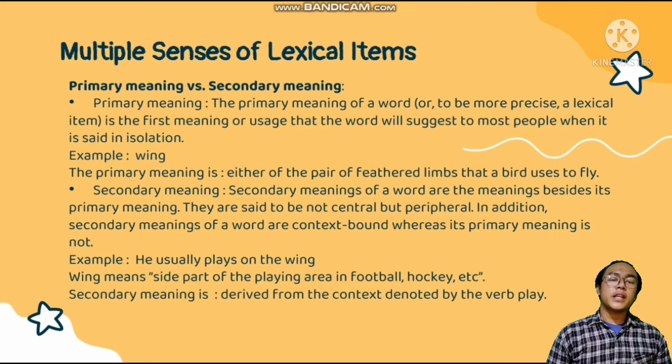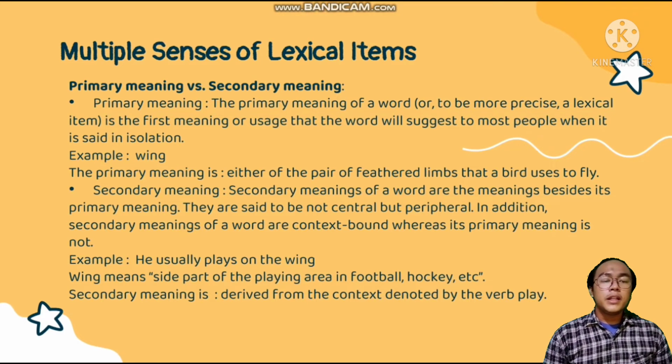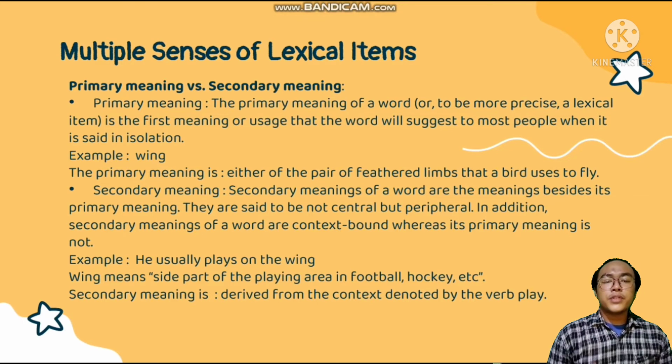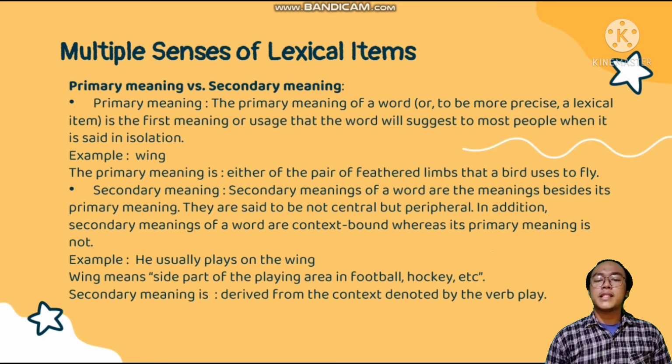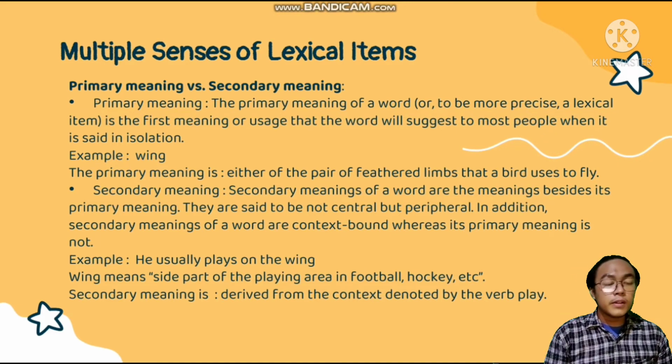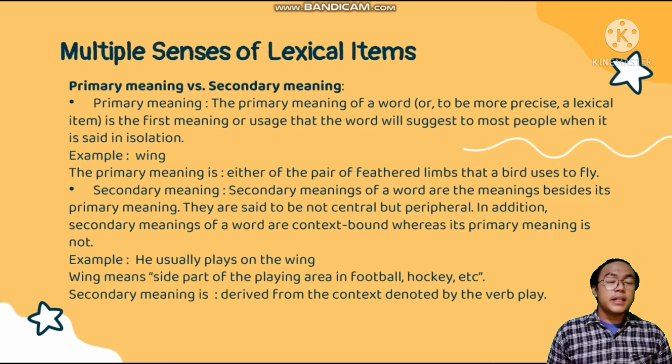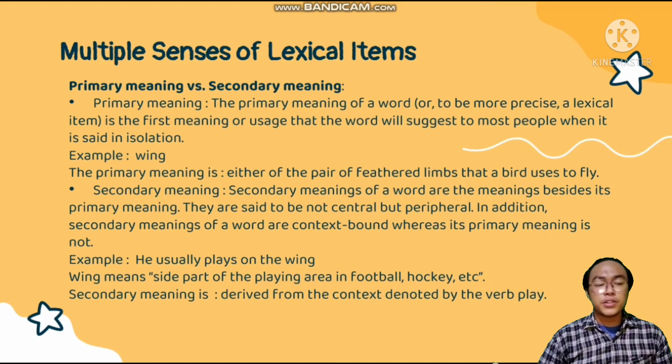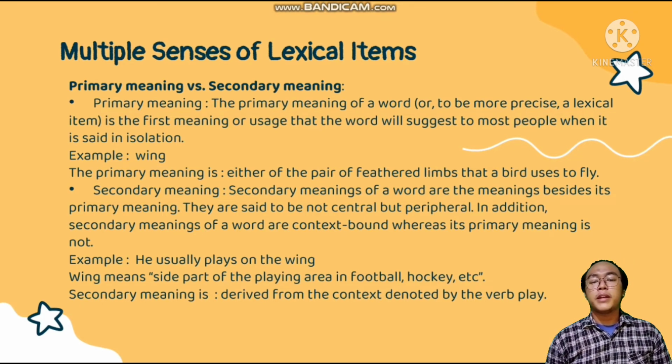The secondary meanings of a word are the meanings besides its primary meaning. They are said to be not central but peripheral. In addition, secondary meanings of a word are context bound, whereas its primary meaning is not. For example, he usually plays on the wing. Wing means the side part of the playing area in football, hockey, etc. The secondary meaning is derived from the context denoted by the verb play.